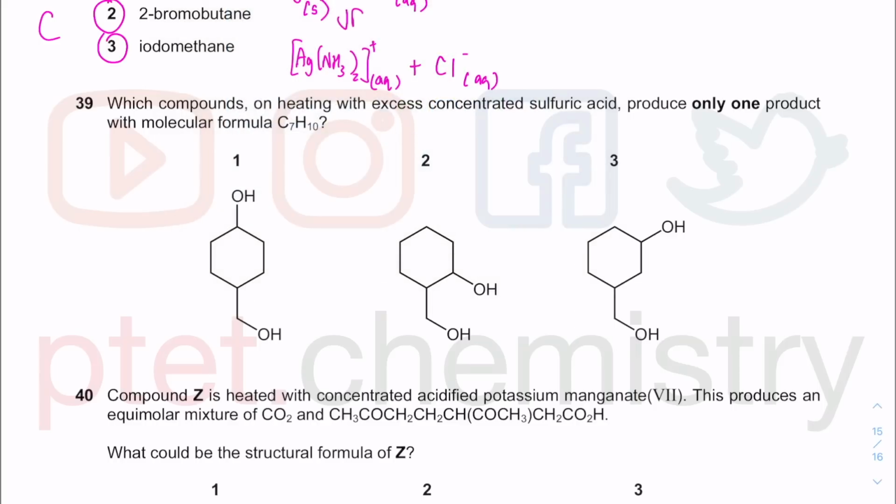Question 39. Which compounds on heating with excess concentrated sulfuric acid? So this is a dehydrating agent, as you are doing elimination of water. So the type of reaction is dehydration. Type of reaction is stated in the introductory organic chemistry. You are doing elimination of water. You want to produce only one product with this molecular formula.